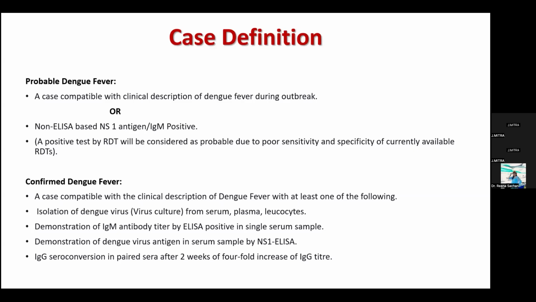And when can we say that this is a confirmed dengue fever? A case compatible with the clinical description of dengue fever with at least one of the following: the dengue virus has been isolated by dengue virus culture techniques, from serum, plasma, or leukocytes of the patient; or IgM antibody demonstrated by ELISA, giving a positive result in the patient's serum sample; or demonstration of dengue virus antigen in serum samples by NS1 ELISA test; or IgG seroconversion in paired sera taken 2 weeks apart, which should show a fourfold increase in IgG titer.